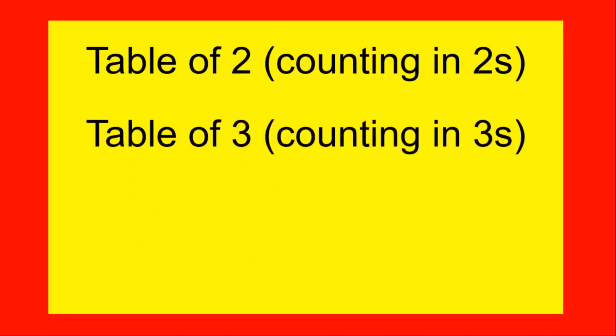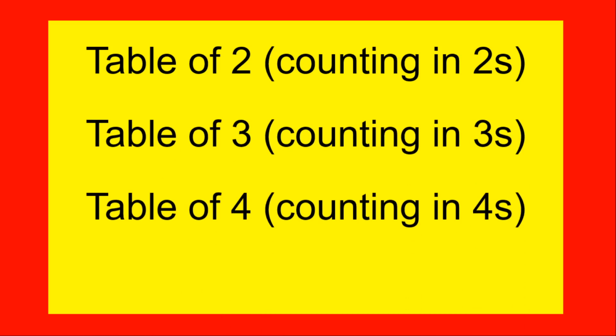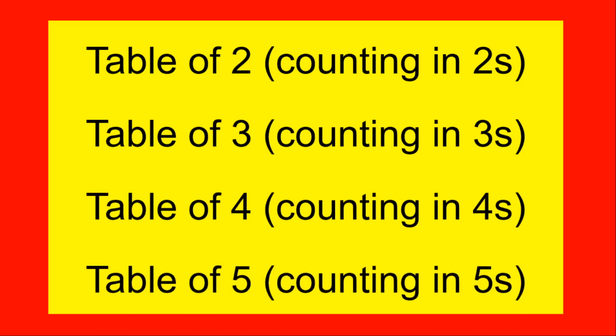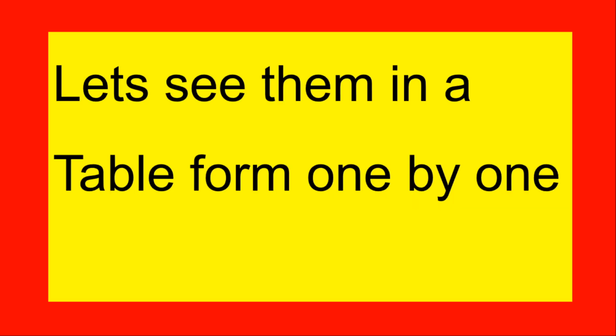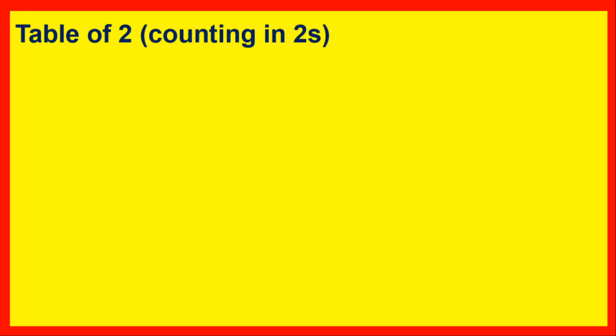Next one, table of 3, counting in 3s. Table of 4, counting in 4s. Table of 5, counting in 5s. Table of 6, counting in 6s. Table of 7, counting in 7s. Table of 8, counting in 8s. Table of 9, counting in 9s. So let's see them in a table form one by one. The first one first, table of 2, counting in 2s.